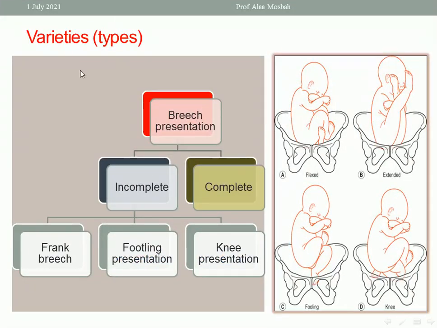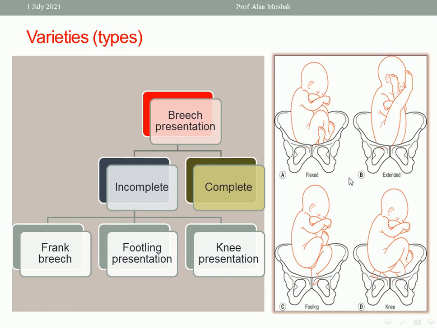Okay, so what are the types of breech? We have complete breech and incomplete breech, and the incomplete breech can be frank breech, footling presentation, and knee presentation. Please look at this picture. Complete breech: the fetus presents with buttocks and fetal legs beside it, and there is flexion at the hip and flexion at the knee. That's why we call it complete. Incomplete means incomplete flexion.